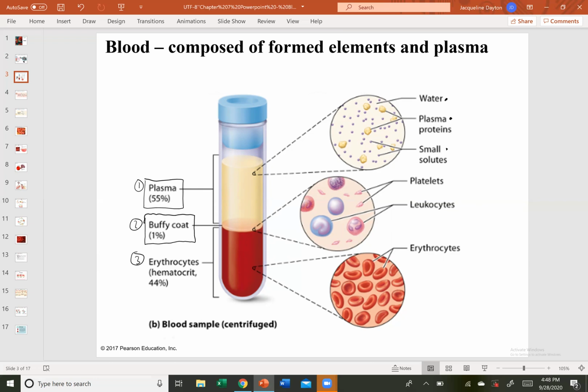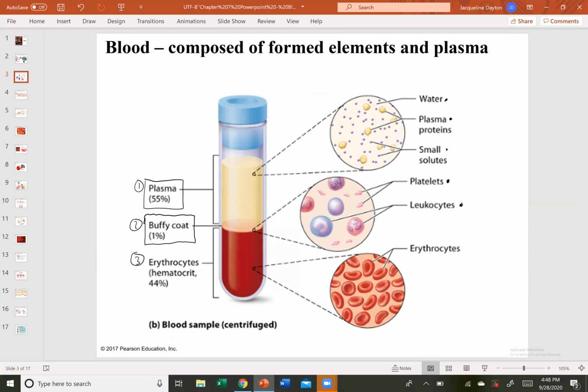Within this buffy coat, or this middle layer, you're going to see two different cell types. You're going to see a platelet and a leukocyte. We'll get into a little bit more detail on the next slide about exactly what these are and their functions, but these are the first two cell types you're going to see in the blood.